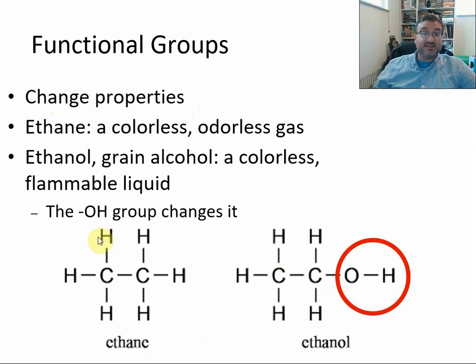So ethane is a colorless, odorless gas. On the other hand, if we add an oxygen and hydrogen, known as the OH group, it's a functional group. This changes the properties of ethane to what we call ethanol, commonly called grain alcohol. This is now a colorless, volatile, flammable liquid.